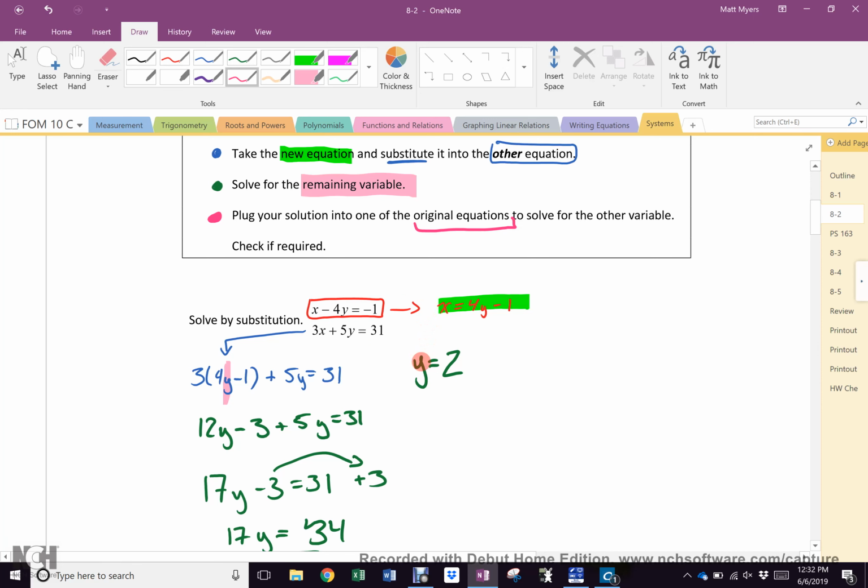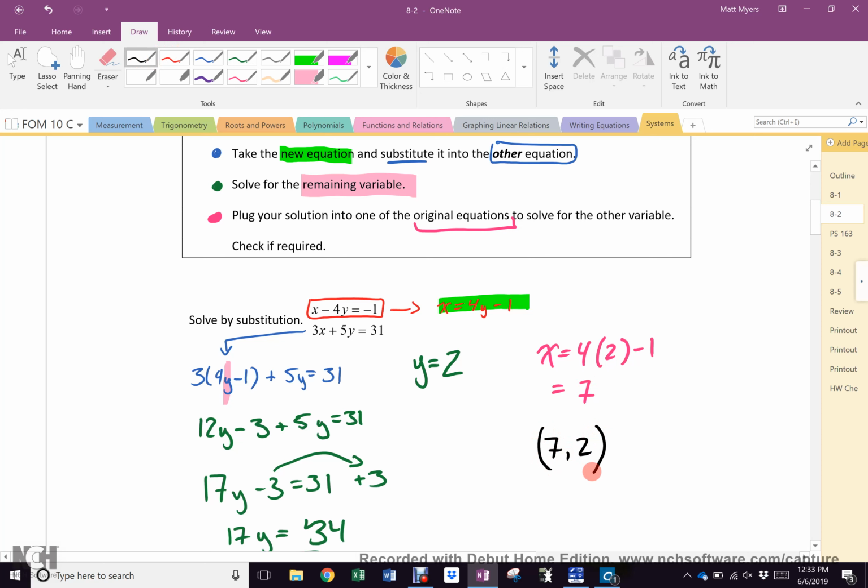Highlighted green one is going to give me x, isn't it? What letter is that? Y equals what? What can I put there? So doesn't x equal 4 times 2 minus 1? What is 4 times 2? Minus 1? 7. So now do I have an x and a y? So what's my answer? 7, 2.